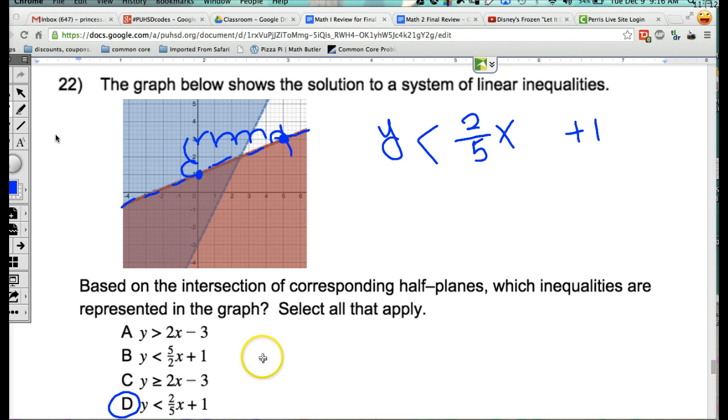But you see how it's so confusing? Because look over here. Doesn't D look similar? If you don't understand what the slope is and you think that you're supposed to go 5 over 2, then you'll get it wrong. So please make sure that you understand this concept completely.